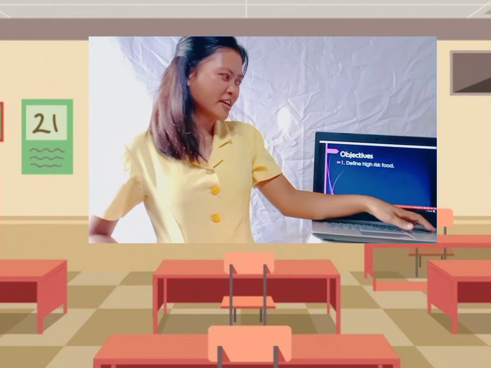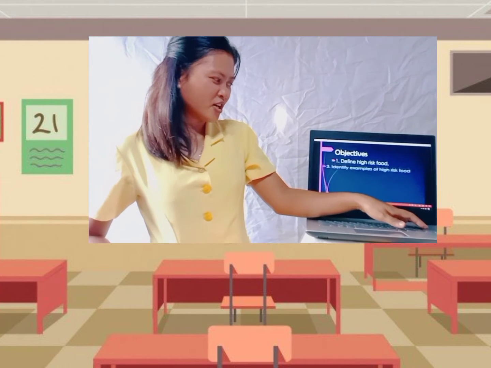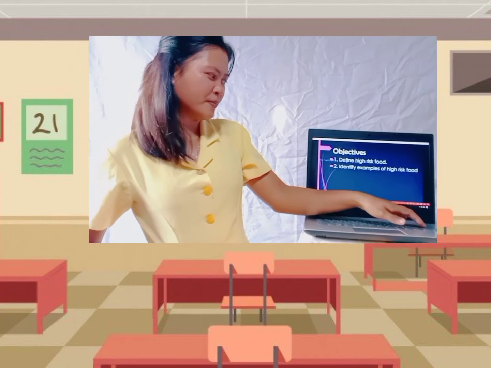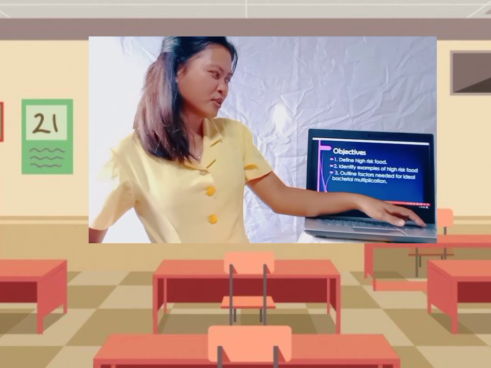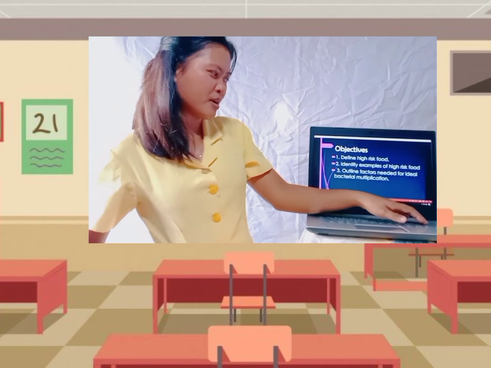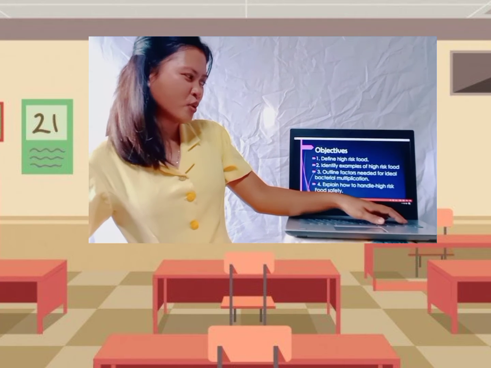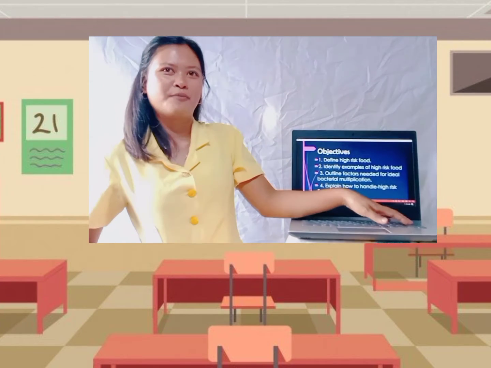First, define high-risk food. Second, identify examples of high-risk food. The third one is outline factors needed for ideal bacterial multiplication. And the last one is explain how to handle high-risk food safely.